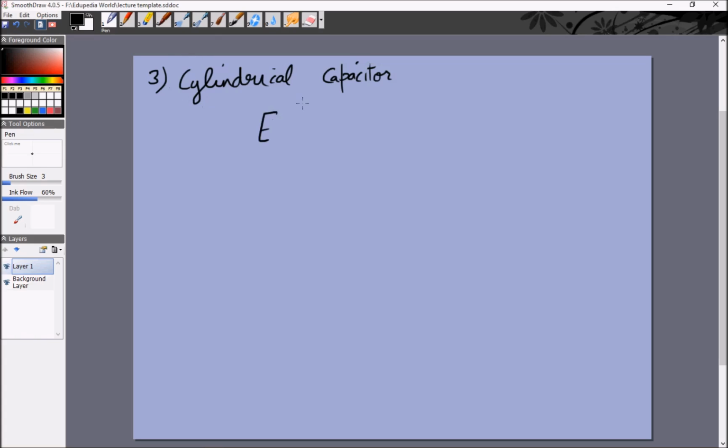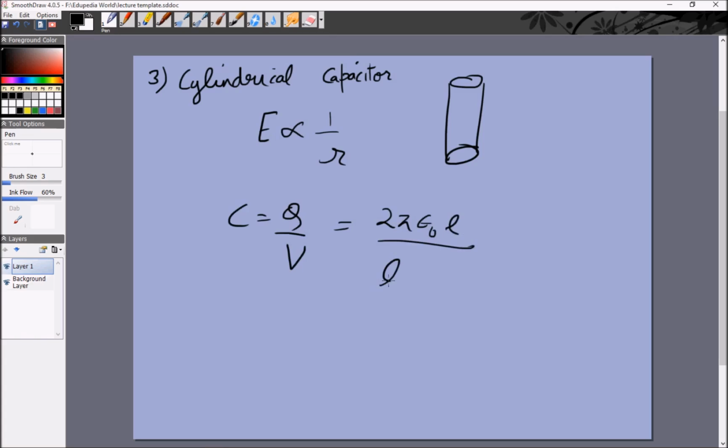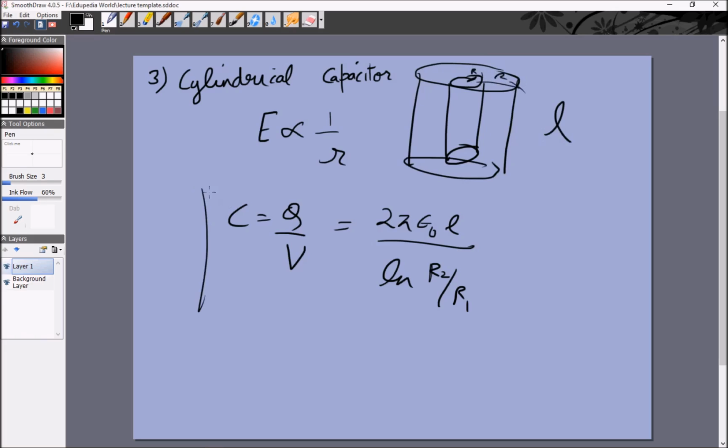We know that the electric field for a cylinder goes as 1 by r. So E dot dr will incorporate a logarithmic element inside it. And you do the exact same thing you did in the spherical case. The steps are the same, the maths is different. The final answer will be Q by V, which will come out to be 2 pi epsilon naught L by ln R2 by R1. So both the cylinders will have a length of L. The inner radius will be R1, the outer radius will be R2, and this will be the final capacitance.